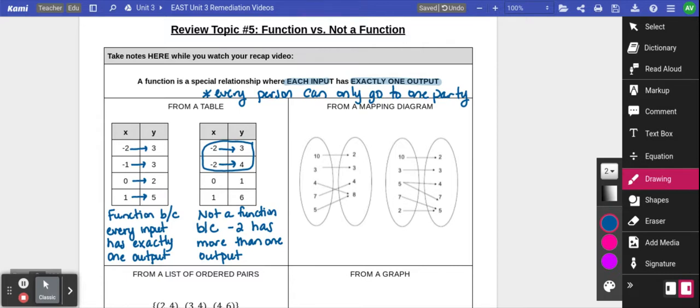Now, what if we're given a different representation of a function? So what if we're given a mapping diagram where we see the relationship between the inputs and outputs in a different way? Well, we can still use the same thinking in order to figure this out. So if I look at the inputs here in this first bubble, each of these inputs only is going to one output. It's got one arrow going to one output. So I would say that this is a function because every input has exactly one output.